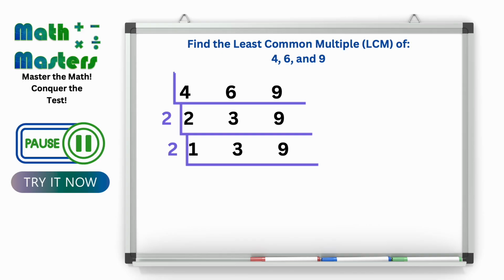None of these numbers can be divided by 2 on this row. So we need to move on to our next prime number, which is 3. Let's bring that 1 down. 3 divided by 3 leaves 1. And 9 divided by 3 leaves 3. I think we can divide by 3 again. But let's bring those 1s down because that's what we're looking for in each column. The number 1.